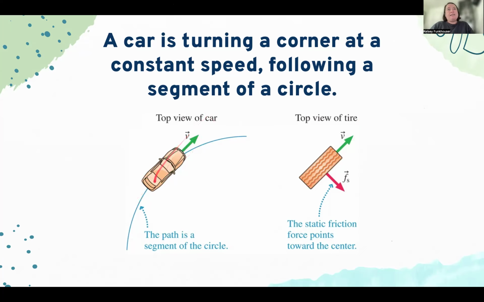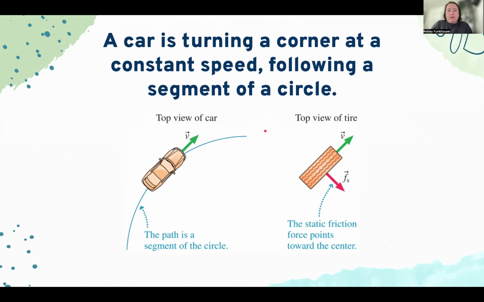The velocity of the car is tangential to the circular motion, which normally, without an additional force, the car is just going to want to continue in a straight line. But the force is needed to change the direction of the velocity, which turns the car. And that force is a static friction force because it's preventing the tires from slipping out this way.